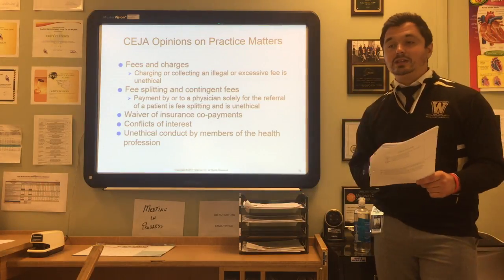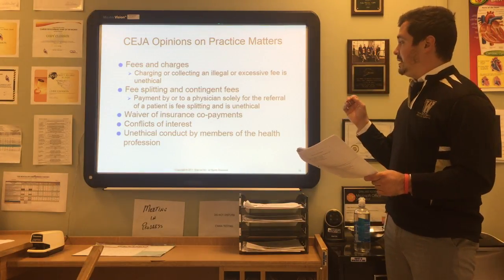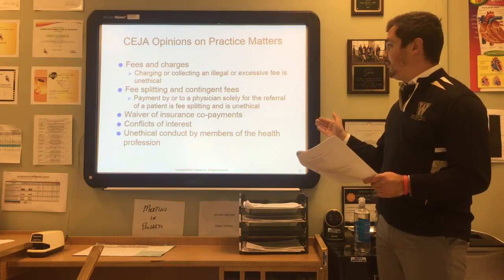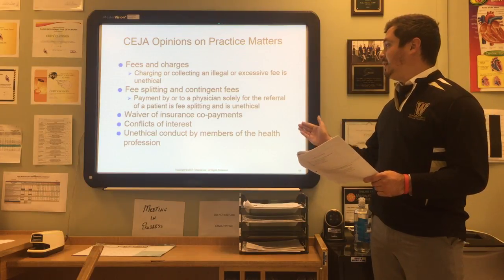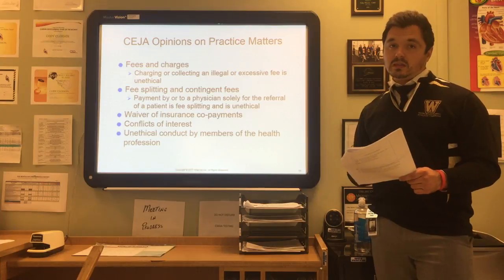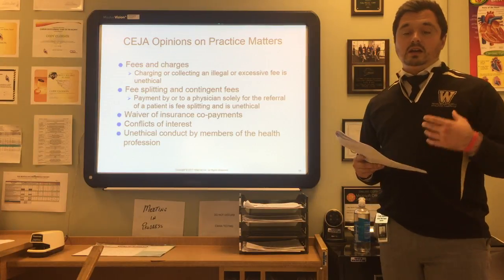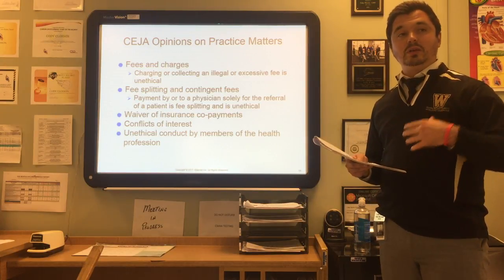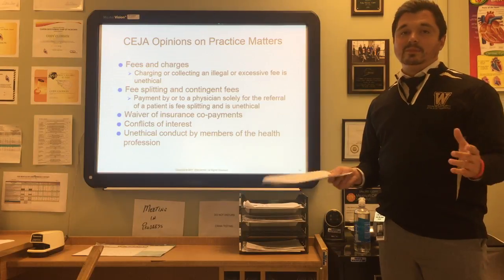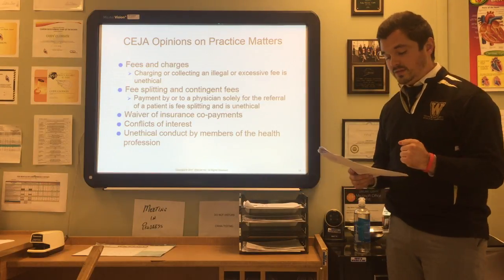Fee splitting and contingent fees. Payment by or to a physician solely for the referral of a patient is fee splitting and is unethical. Basically, if another provider refers a patient to us and we pay them for that patient, that's unethical. That is very unethical.